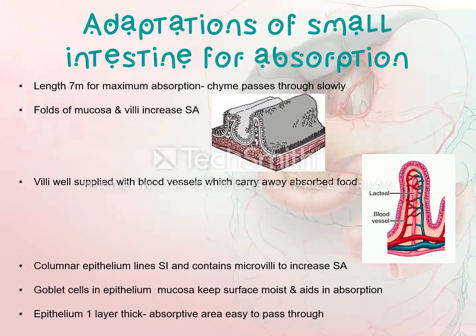The next bullet point talks about goblet cells. Now again, you learned about goblet cells in grade 10. Goblet cells are cells that produce mucus. And so in this case, if these goblet cells are found in the columnar epithelium, and they are producing mucus, then that mucus is going to keep the epithelium moist. If it is keeping the epithelium moist, then it's going to aid in absorption. Think about this, guys. A dry surface takes longer to absorb than a wet surface.